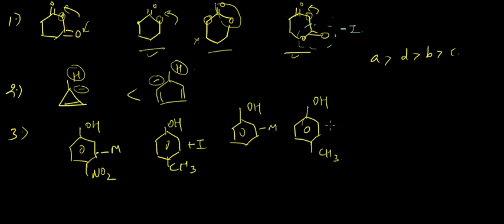And in this case, I draw the same structure again. Let me make it OCH3. So in this case it would be a plus M effect. And this case would be a plus I effect. So acidic strength would be A, then C, then D, then B. I hope you are getting why I am placing this order.